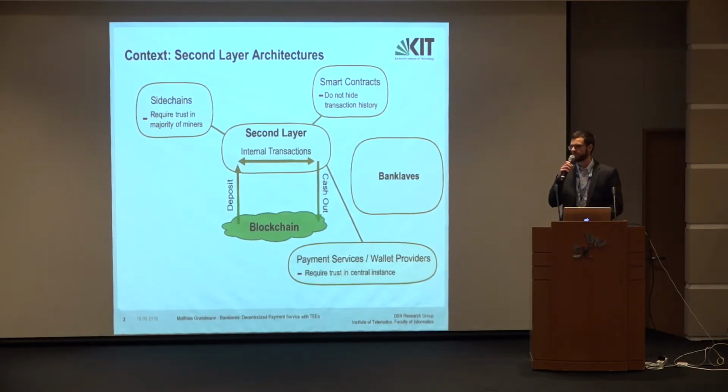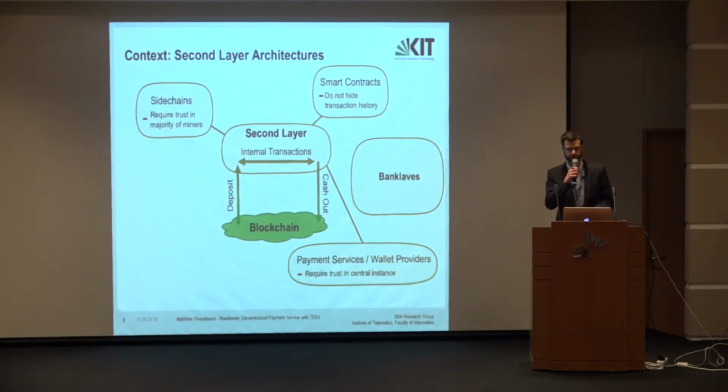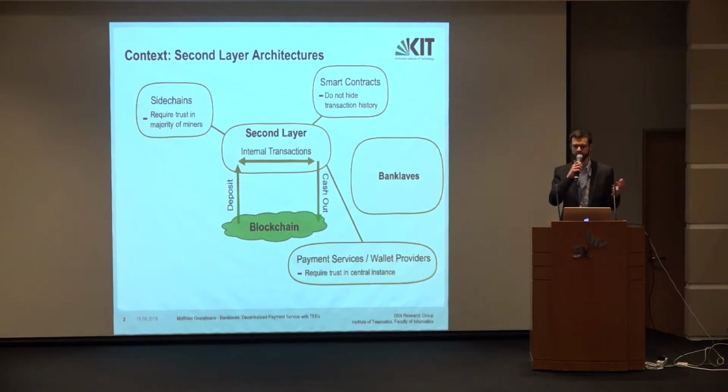You can also think of payment services or wallet providers or Bitcoin exchanges as a second layer architecture, because you can also deposit coins, perform internal transactions, and do a cash out. However, those exchanges require trust in a central instance. And the past has shown that such trust is not always a good idea, because those services vanish or are hacked and users lose their coins.